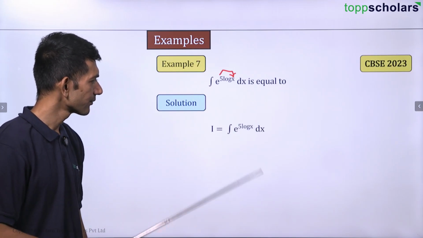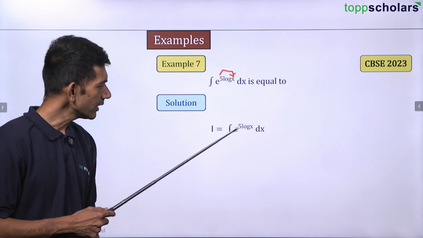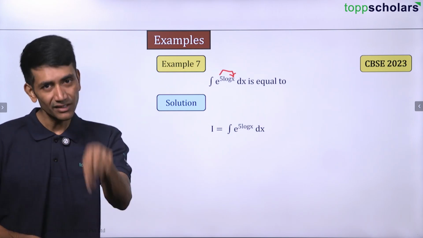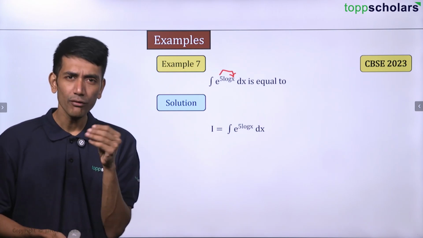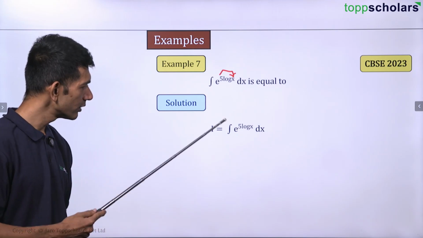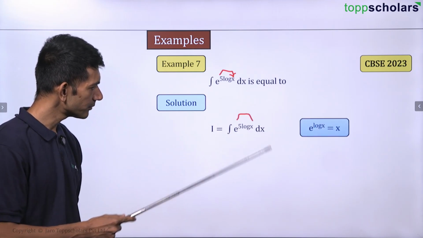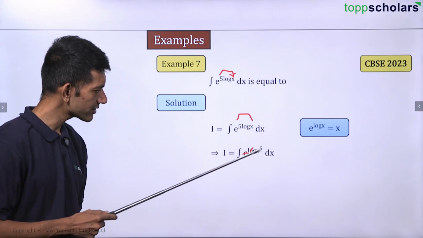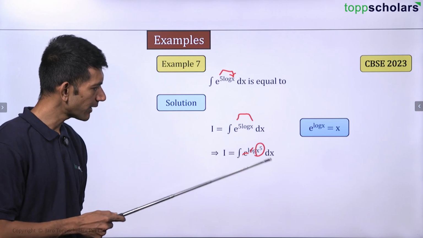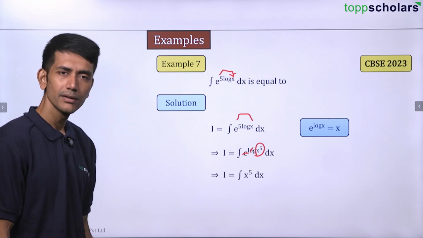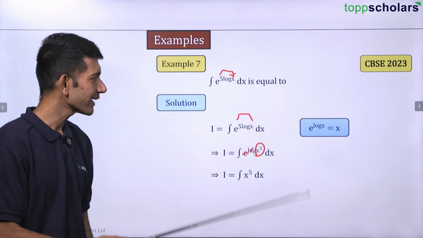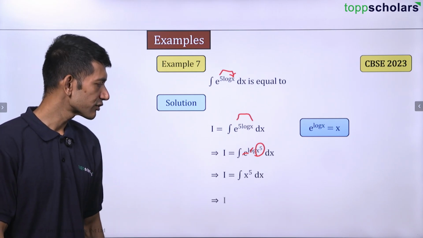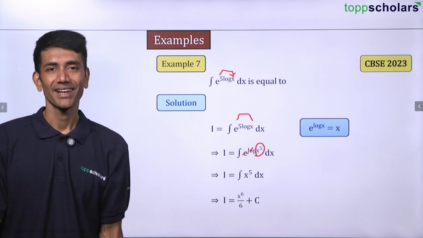Now tell me one thing, e raised to log of some function is the function, that is e raised to log of f(x) is f(x), we already know. So firstly, let me take it here. And then e raised to log, don't cancel, just for your understanding, only this part will be left, x raised to 5, that's it. And then we can use the formula for x raised to n, which is x raised to n plus 1 by n plus 1. So x raised to 6 by 6 plus c is the final answer.